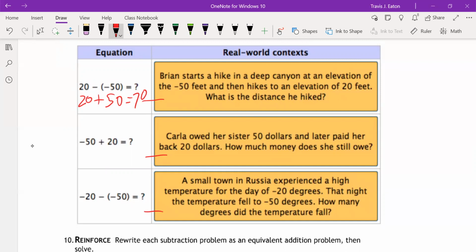Now let's look at the real world context problem that goes with this. Brian starts a hike in a deep canyon at an elevation of negative 50 feet, and then hikes to an elevation of 20 feet. What is the distance that he hiked?